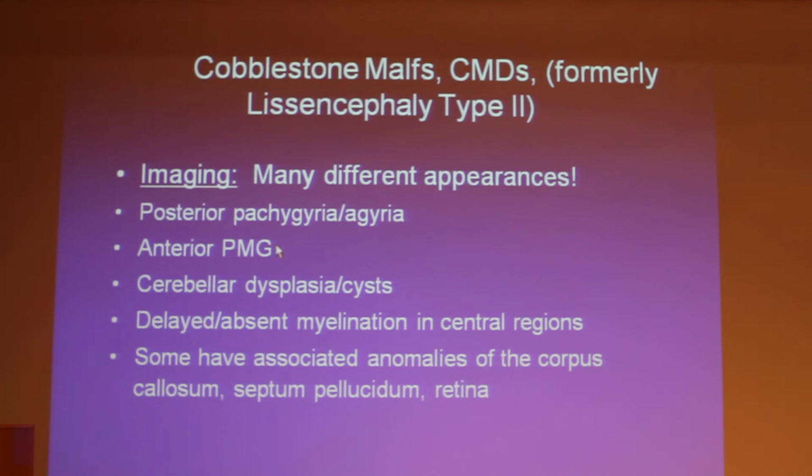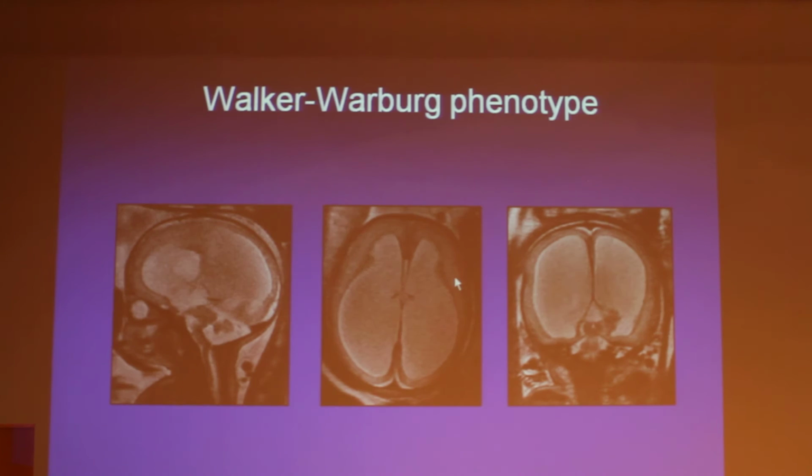There's the posterior pachygyria, and there's an anterior. Again, there's a cerebellar dysplastic cyst. There can be abnormal myelination in central areas. And again, we're seeing the corpus callosum and septum pellucidum. So there's a lot of overlap between these two groups, and it's, again, very difficult to differentiate them.